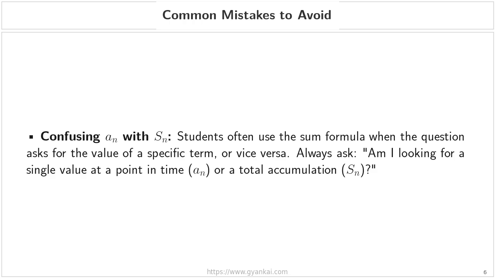First, one of the most frequent errors is confusing the nth term, denoted as a sub n, with the sum of n terms, denoted as S sub n. It is very easy to accidentally use the summation formula when the question is simply asking for the value of a specific term, or vice versa. To avoid this, I want you to pause and ask yourself a critical question. Am I looking for a single value at a specific point in time, which would be a sub n, or am I looking for a total accumulation over a period, which would be S sub n?